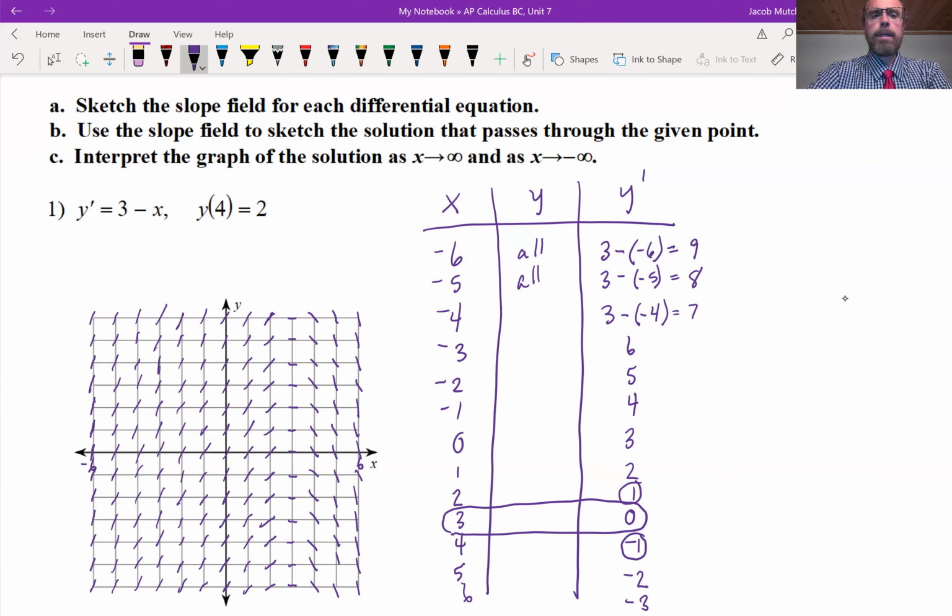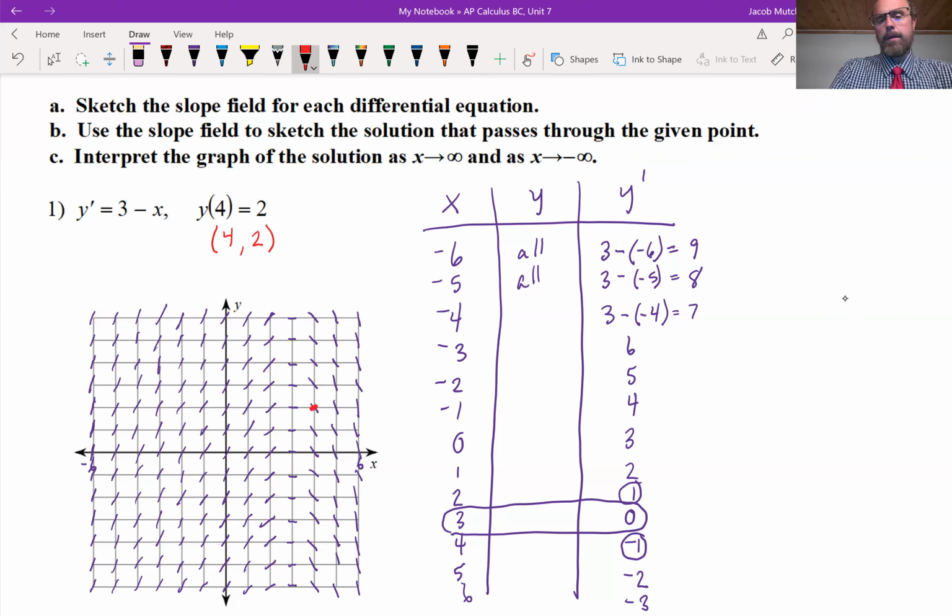My task for part B is now to use the slope field to sketch the solution that passes through the given point. So I just keep in mind that the slope field represents the whole family of functions that would be related to this differential equation. When I go to sketch a particular solution, I'm limiting it down from the whole family to just one particular solution. So what I've got to do there is find this point. So I can see that the point is really given by these two values. The x value is 4, the y value is 2. So I'm going to find that point 4, 2.